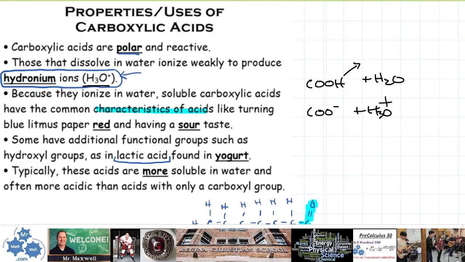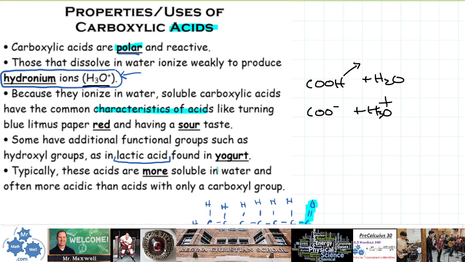All right, properties and uses of carboxylic acids. They are polar, they are reactive. They dissolve in water and ionize weakly to produce hydronium ions, as we just mentioned. Because they ionize in water, soluble carboxylic acids have the common characteristics of acids, like turning blue litmus paper red and a sour taste. So that's easy. They're acids. They act like acids.